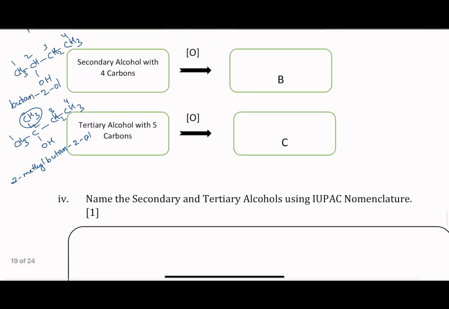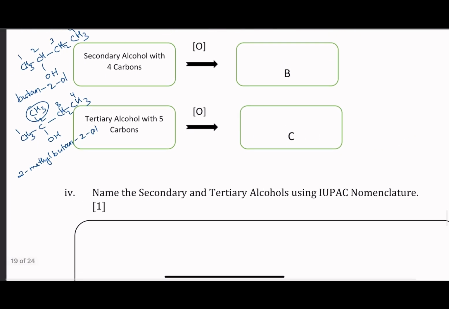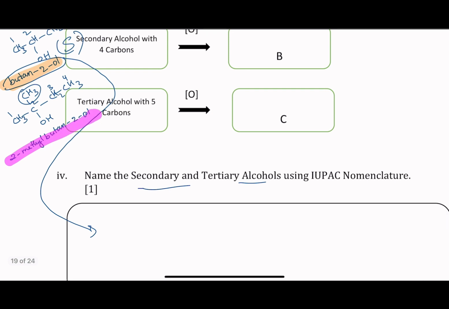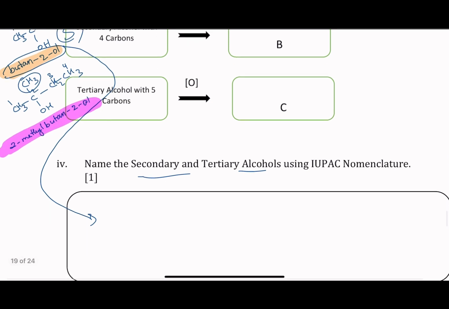So now it's asking us to write down the names of this secondary and tertiary alcohol. I just already did. So secondary, this is butan-2-ol. And then tertiary is 2-methyl butan-2-ol. And this is the tertiary one.